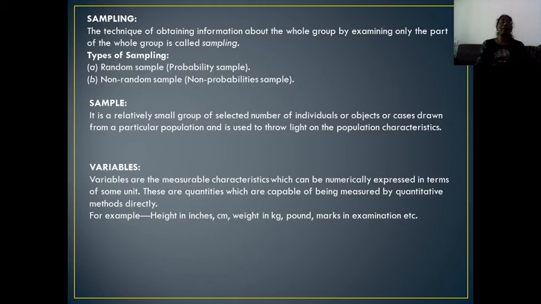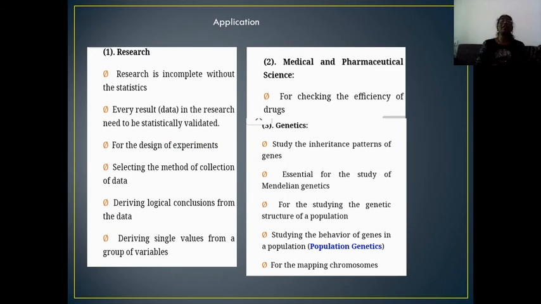Next point is variable. Variables are the measurable characteristics which can be numerically expressed in terms of the same unit. These are quantities which are capable of being measured by quantitative methods directly. For example, height in inches or centimeters, weight in kg or pounds, marks in an examination, are termed variables. Then the last point is application.